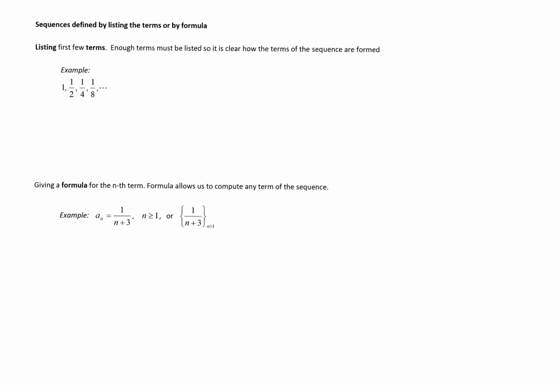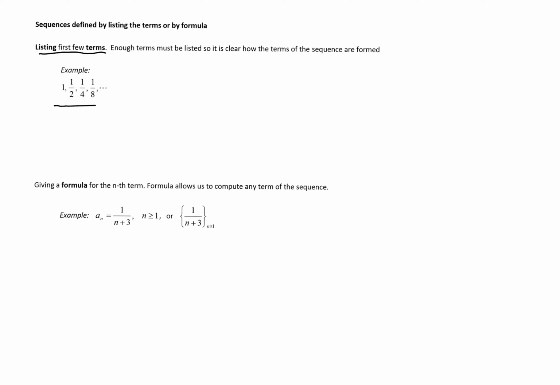Sequences are often defined by listing the first few terms or by giving a formula for the general term of the sequence. When listing the first few terms of the sequence, you have to make sure that you have enough of them so it is clear how the subsequent terms are obtained. For example, we have a sequence that has only 4 terms listed.